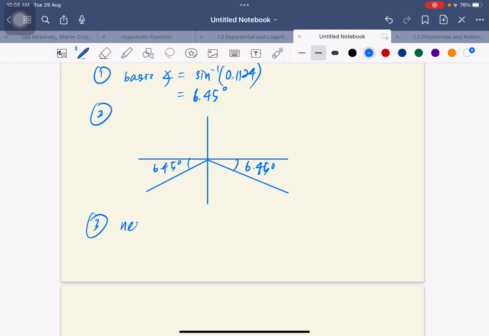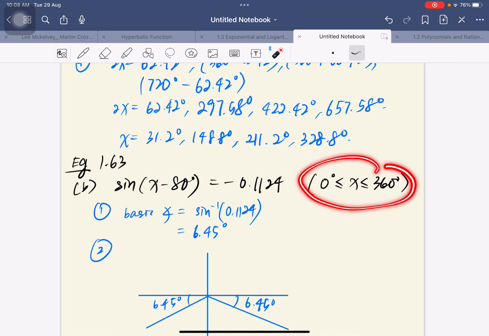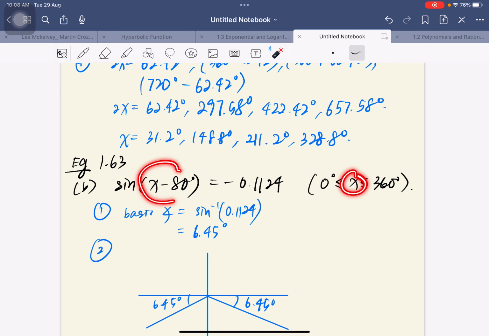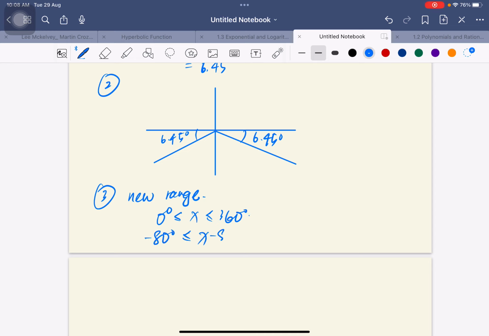New range. So the new range for this question is, because the range given by the question is 0 to 260, but right now we're looking for not x, we're looking for x minus 80. So we need to look for the range where it's x minus 80. So this is the initial range given by the question. If we minus 80, then we will get this. 360 minus 80, you will get 280.